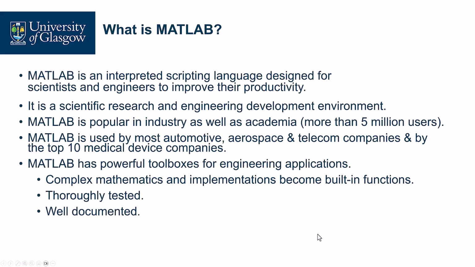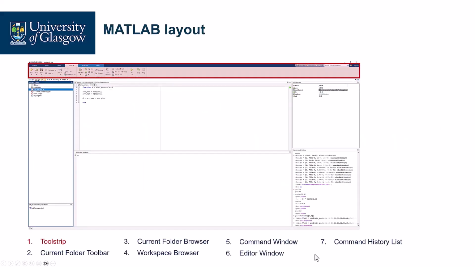So now let's first open MATLAB. This is what you will see when you open the software. Here we call it the tool strip, so all the tools are here. And this one we call the current folder toolbar, so the directory that you are looking at is displayed here.